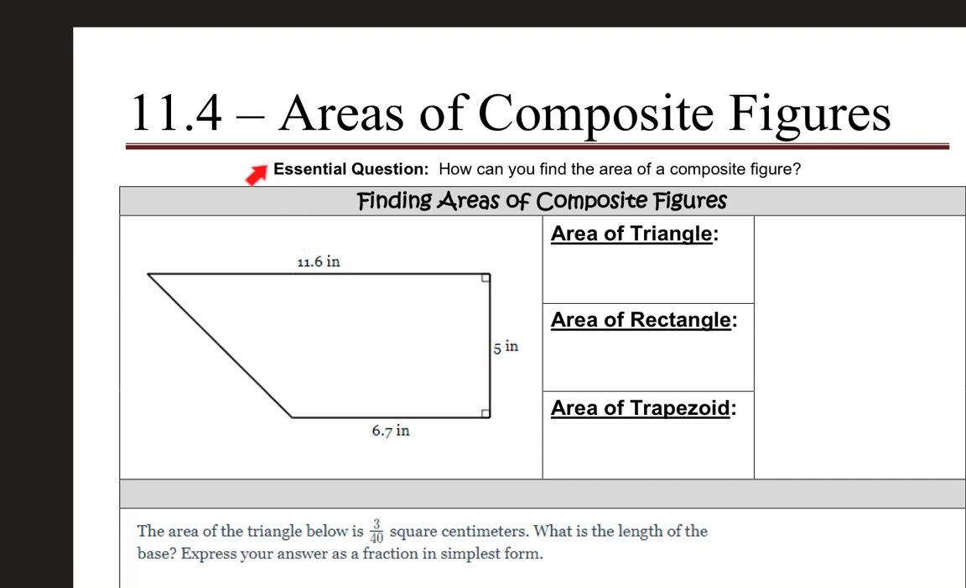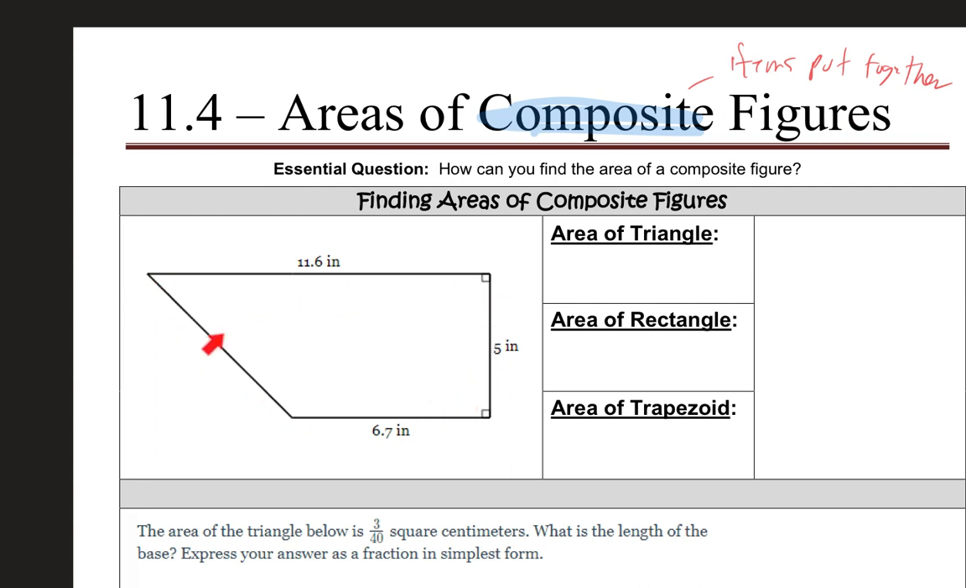Okay, kiddos, now we're working on our last section of Unit 4. We're going to talk about areas of composite figures. Composite may be a new word that you haven't fully used, but it just means composing things. Composition is our items put together. So that's how we can think of finding the area of any figure.